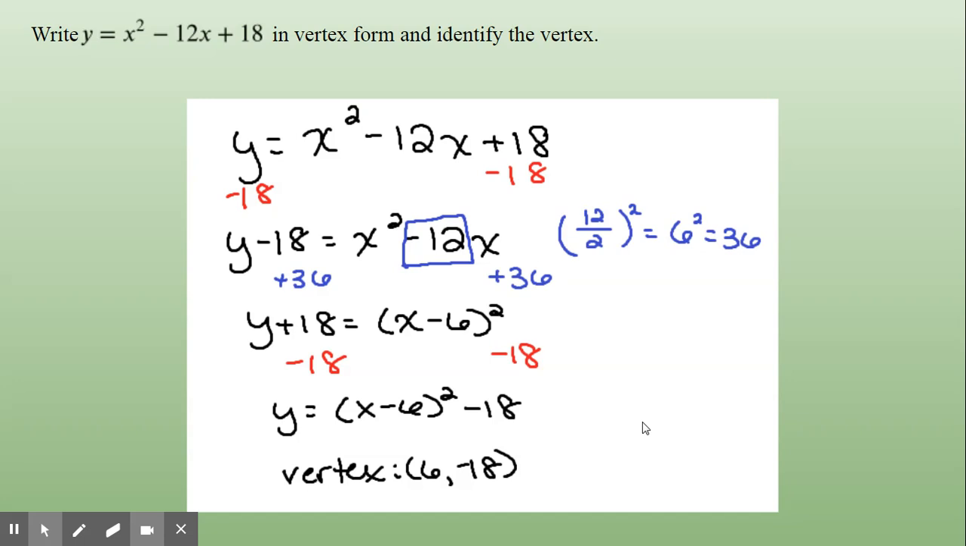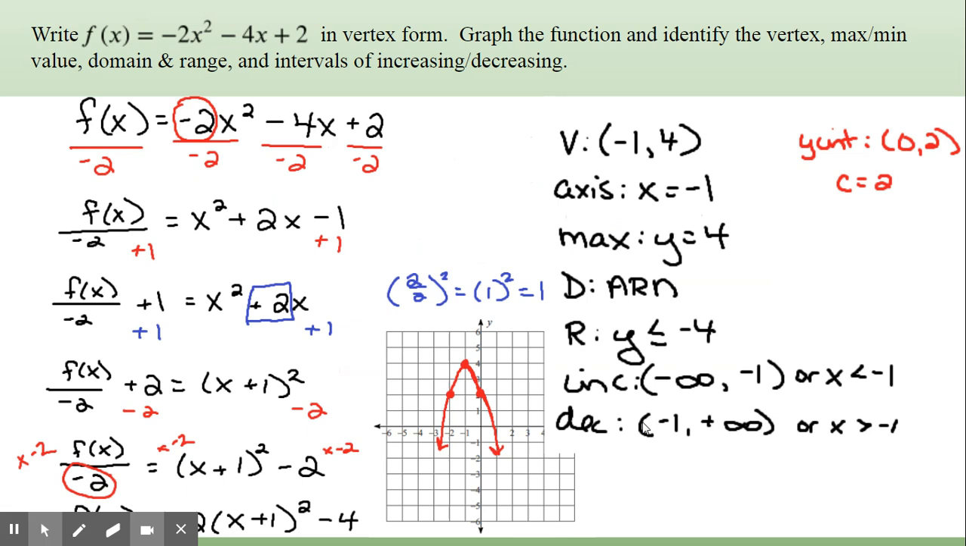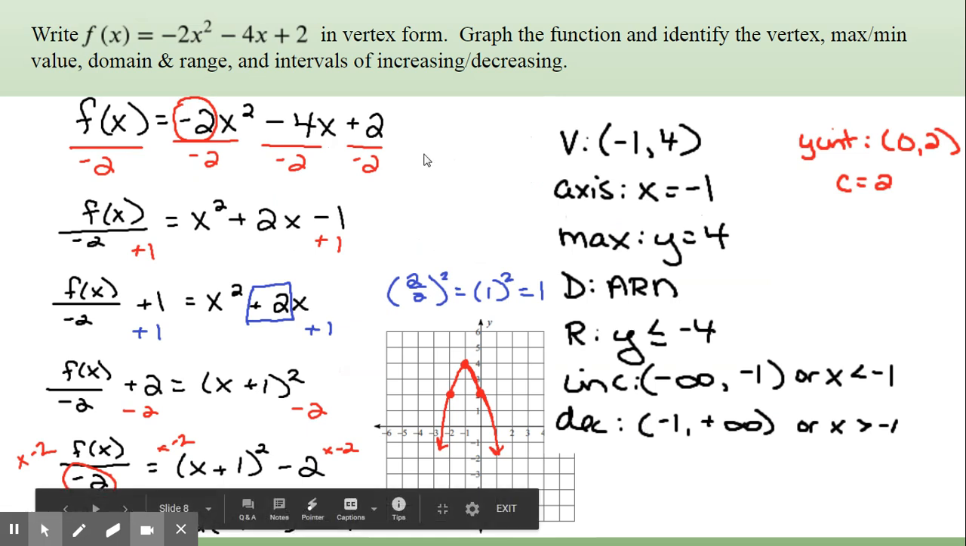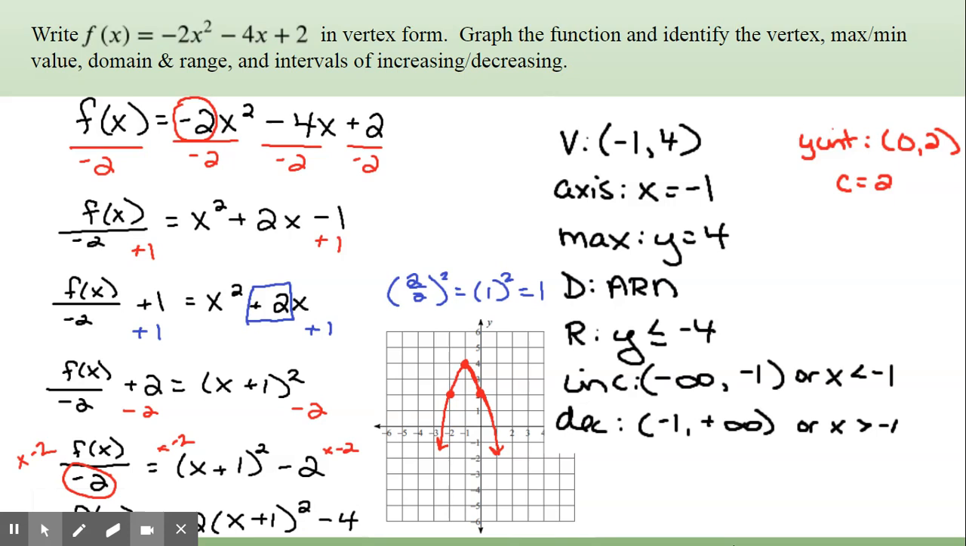Okay, the next problem we're going to do is going to have a leading coefficient so you can see how to deal with it. And it's going to bring back that stuff from chapter 2 where we had to identify all the parts of the quadratic, just as a refresher. Again, there's a lot happening here. So we have our function. We want to graph it, identify the vertex, max/min value, all that fun stuff.